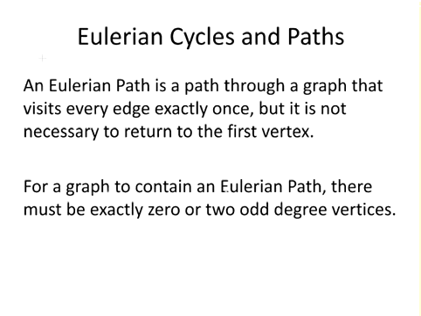An Eulerian path is a path through a graph that visits every edge exactly once, but it's not necessary to return to the first vertex. For a graph to contain an Eulerian path, there must be exactly 0 or 2 odd vertices. Just to be clear, an Eulerian cycle is a type of Eulerian path. But it's possible to be an Eulerian path without being an Eulerian cycle.